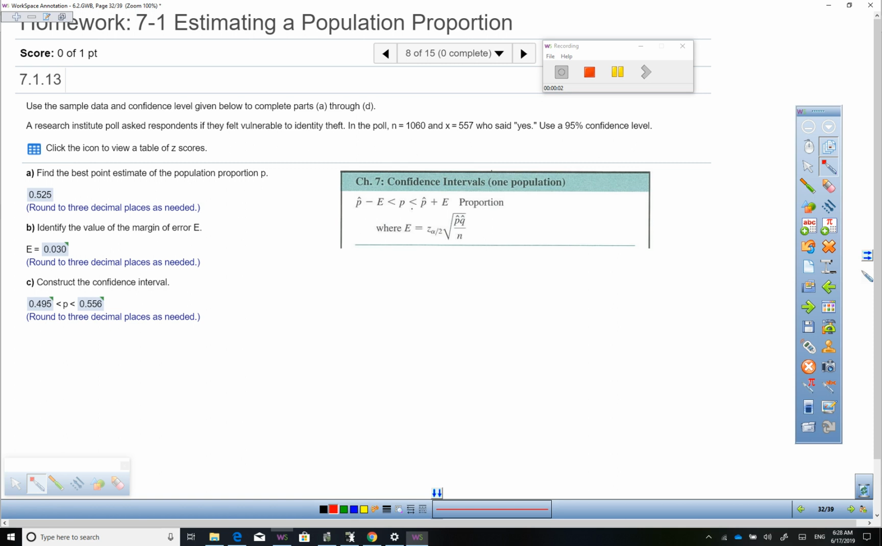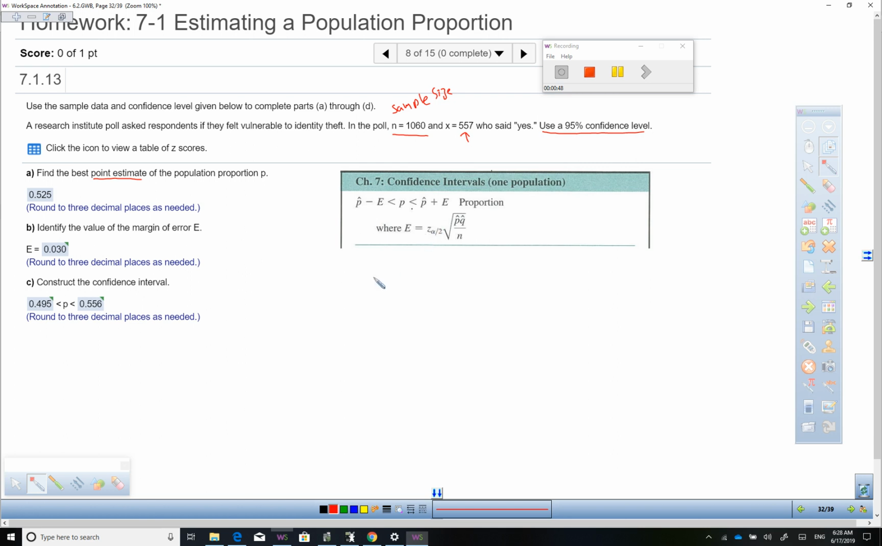This is problem number 8 on section 1 of chapter 7. So for the first part, they want the best point estimate of the population proportion. Okay, we have this information here, that's the sample size. We have that 557 say yes to a poll out of these 1060, and they want a 95% confidence level.